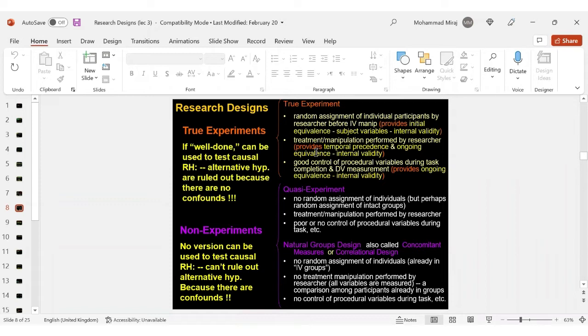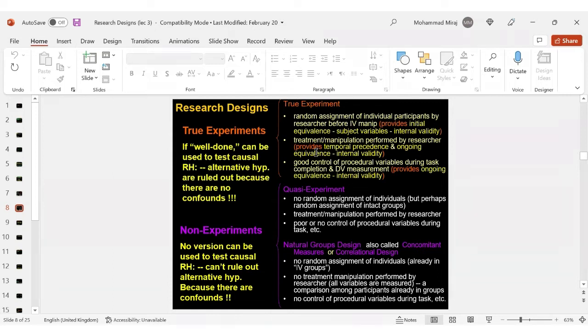Then there are quasi-experimental studies, which are not true experiments. Here there is no random assignment of the individuals, because in a true experiment we randomly assign our subjects to any group. When I teach you sampling, we will see how this randomization is done. What are the different types of sampling? What do you mean by snowball sampling? What do you mean by quota sampling? We will study probability sampling and non-probability sampling in more detail, including how the assignment of subjects is done.